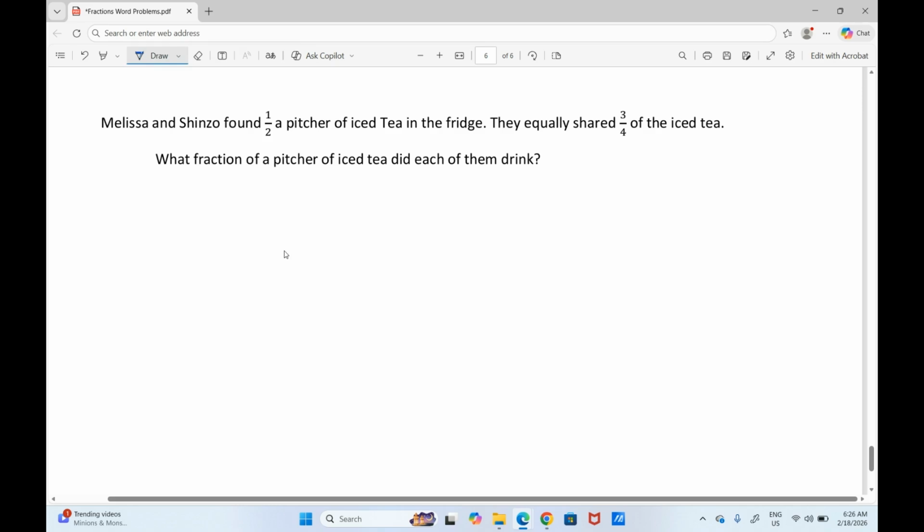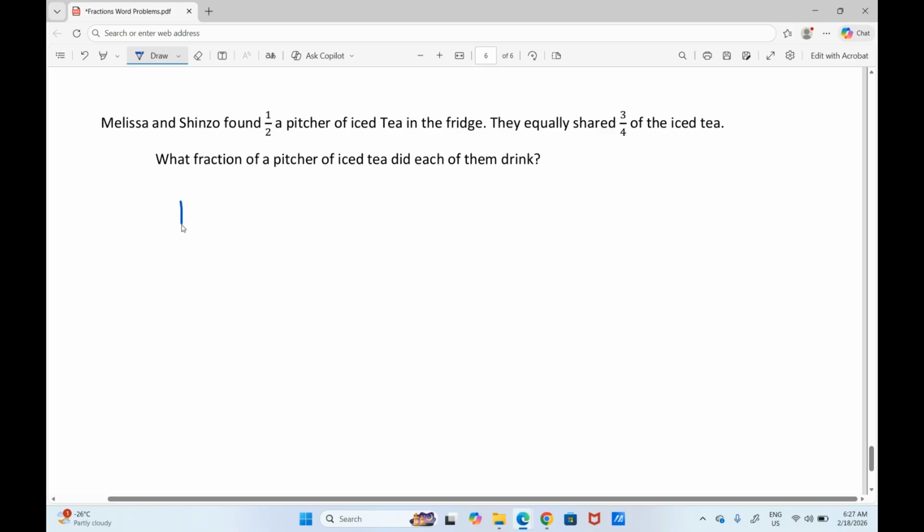Okay, now let's try this problem. Here I have Melissa and her friend. They found a half a pitcher of iced tea in the fridge. They decided to share equally 3/4 of the iced tea. What fraction of a pitcher of iced tea did each of them drink? So there's two people and they're sharing this.